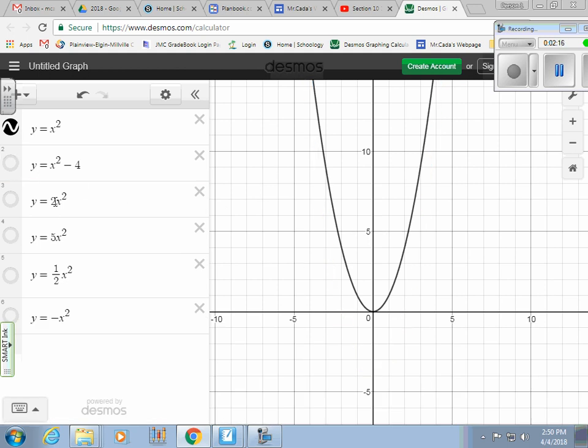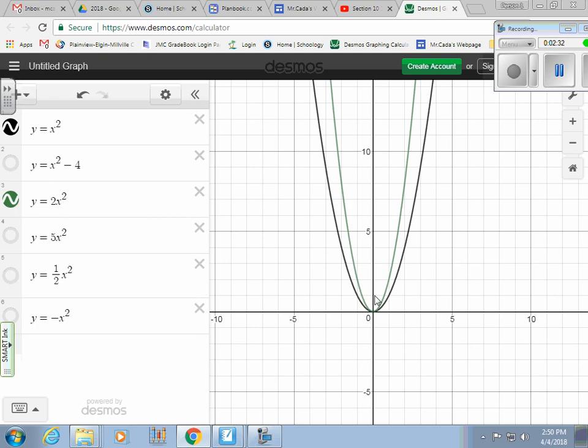This next one here, y equals 2x squared. So we talk about this first number, that leading coefficient. It's kind of like the slope when we had linears. For a linear equation, this would make a steeper slope. Well, same thing here for the parabola. It makes a steeper parabola, and we call it a vertical stretch.